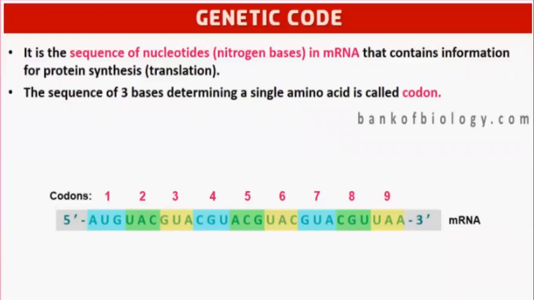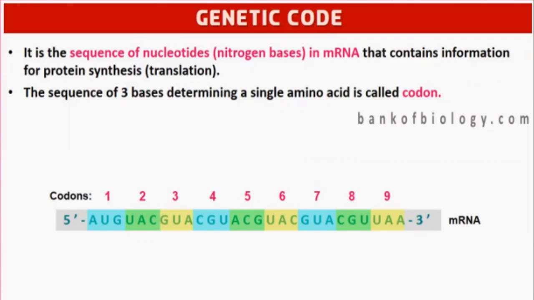So what is this genetic code? It is a sequence of nucleotides, that is nitrogenous bases, in mRNA that contains information for protein synthesis or translation. The sequence of 3 bases determining a single amino acid is called a codon. So what is a codon? It's a triplet, and this triplet was discovered by Nirenberg and Matthaei. These two scientists discovered the codon, that is, the triplet of bases constituting a single amino acid.